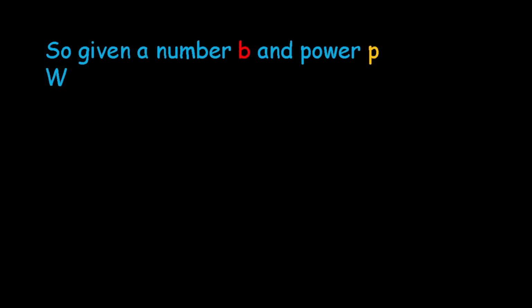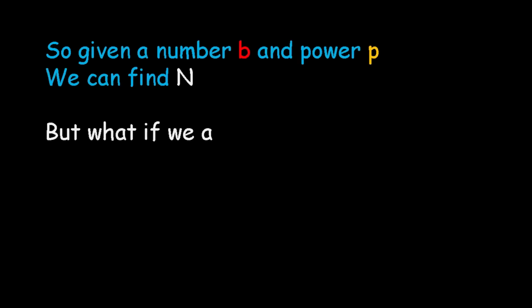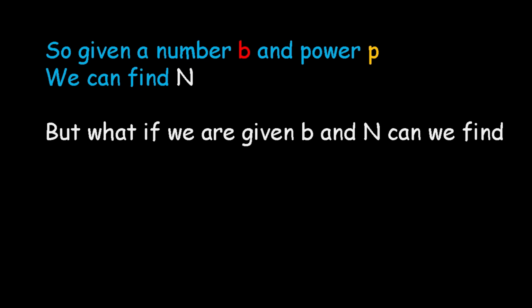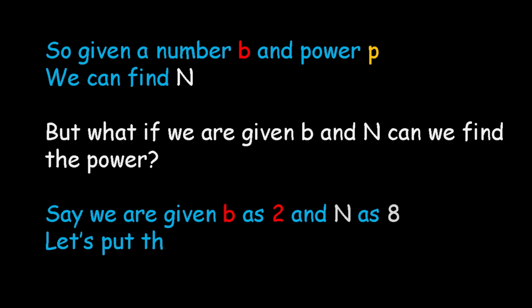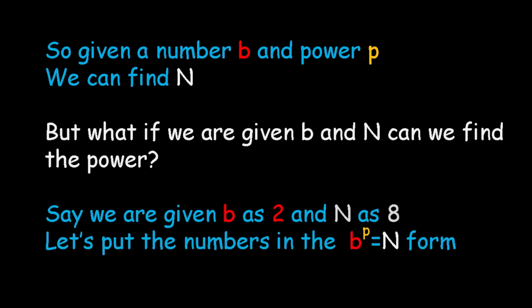So given a number b and a power p, we can find n. But what if we are given b and n? Can we find the power? Say we are given b as 2 and n as 8. Let's put the numbers in the b to the power p form.